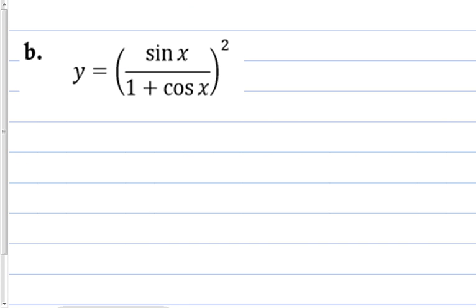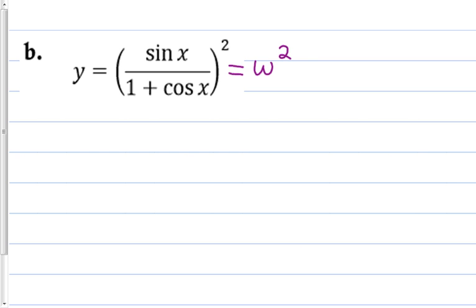Alright, b. Here I have y equals sine x divided by 1 plus cosine x to the second degree, squared, so second power. So this is obviously going to be quotient rule because I have something being divided by something, but those somethings are squared. So it's also a chain rule. I'm going to rewrite this as w squared. I already know that I'm going to need u and v for the quotient rule, so I just want to use w.